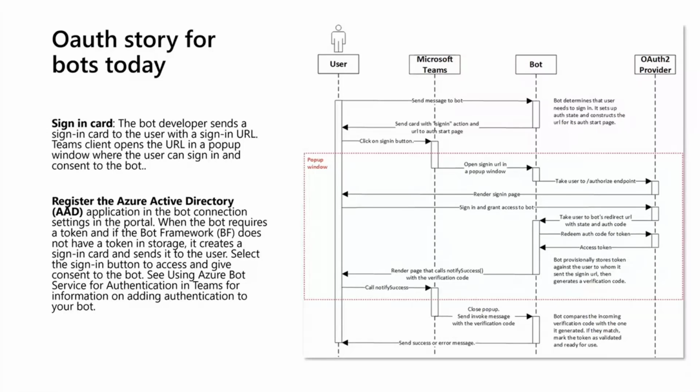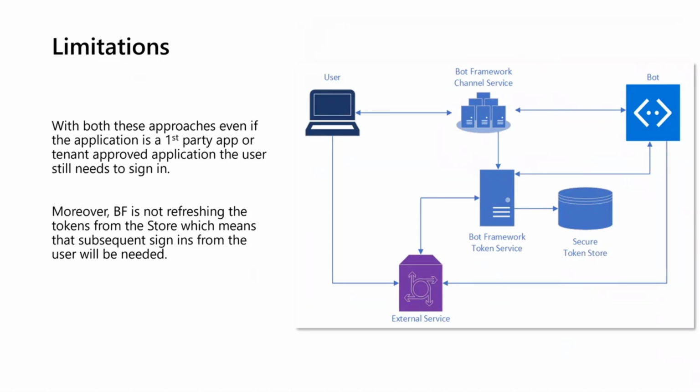Now, okay, so this works all well and good. Everything just seems fine, right? But there are a few limitations with this approach. The first limitation is that there are a certain class of applications, for example, the Who bot within Teams. This approach even requires our first party applications or certain IT admin or tenant approved applications. Even these applications that we think operate with a higher degree of trust, especially the ones authorized by the tenant admin, also need a sign-in.